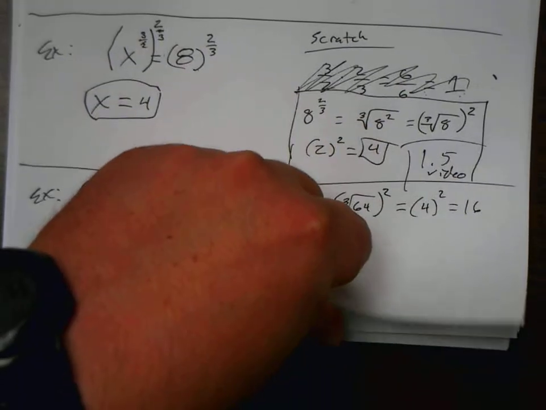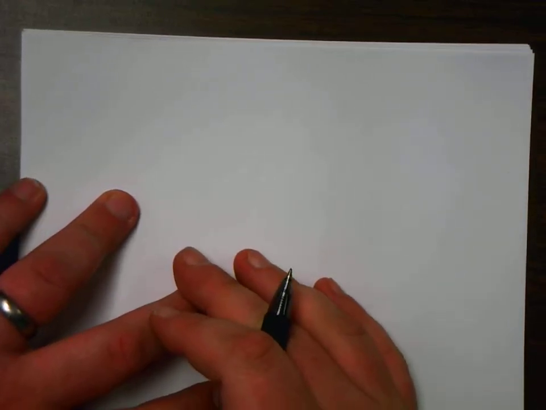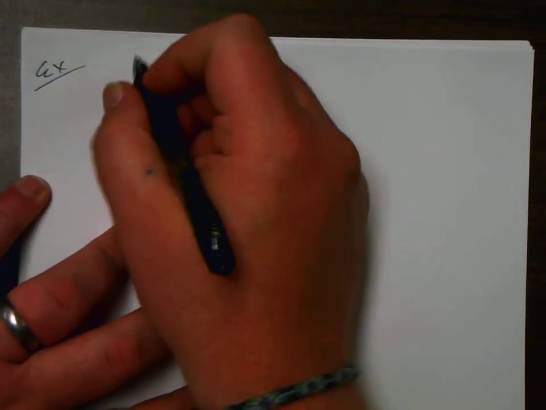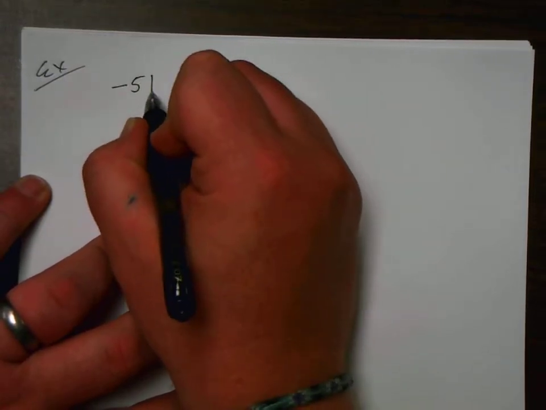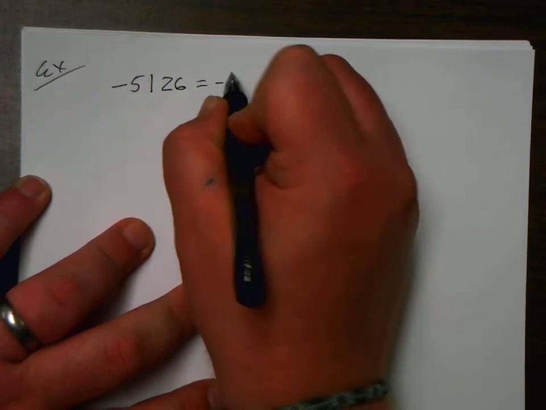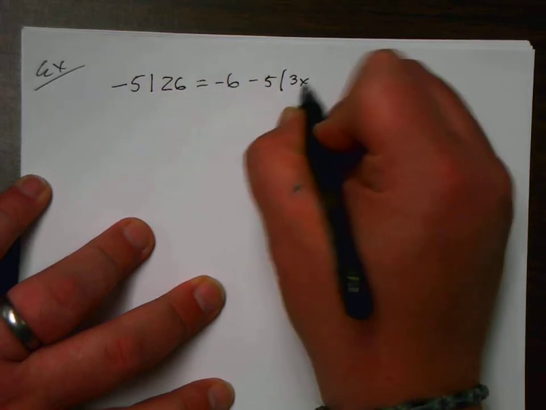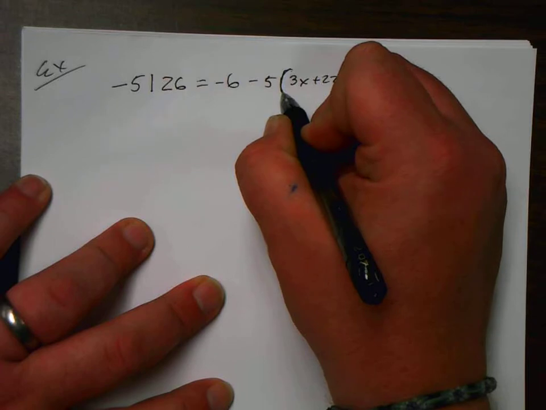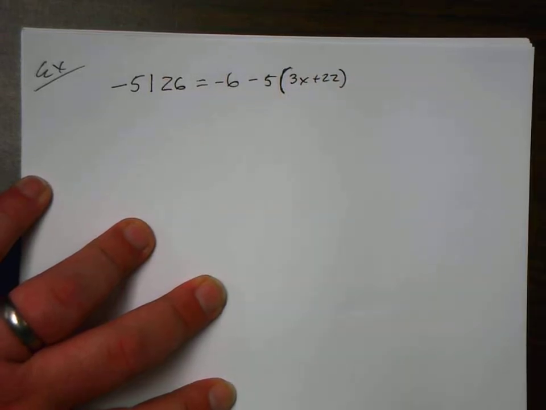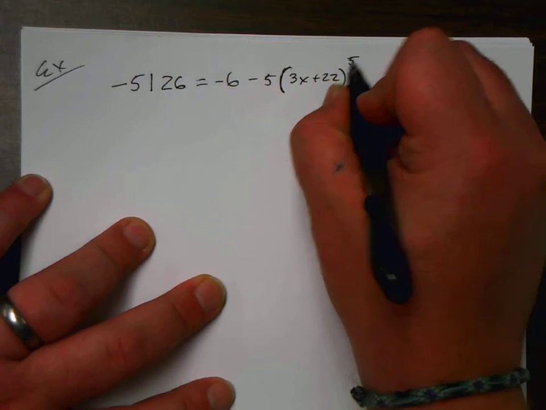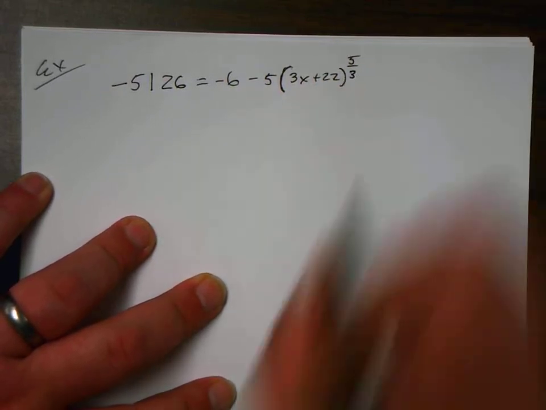Got time for one more. All right, one more really good example here, and I'm going to make this one really gross. Let's see, how bad could it get? Oh yeah, this one's disgusting. All right, so the next example, let's do negative 5,126 equals negative 6 minus 5 times the quantity 3x plus 22, all raised to the 5/3 power.